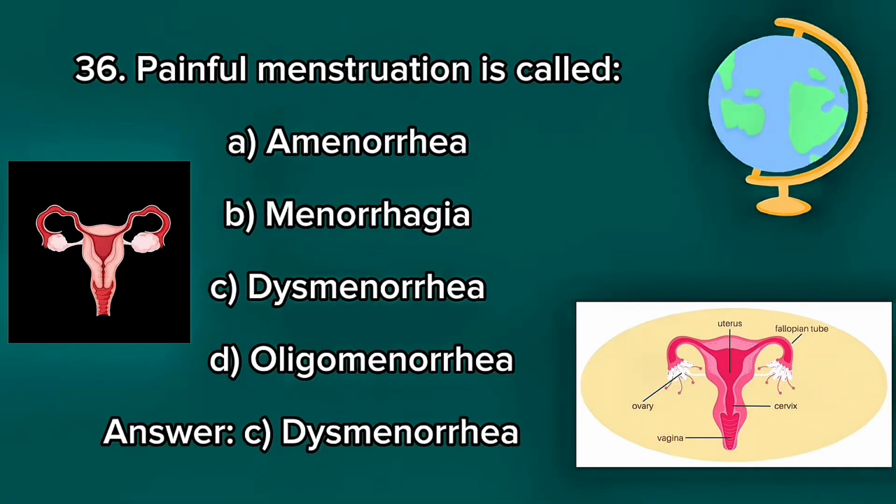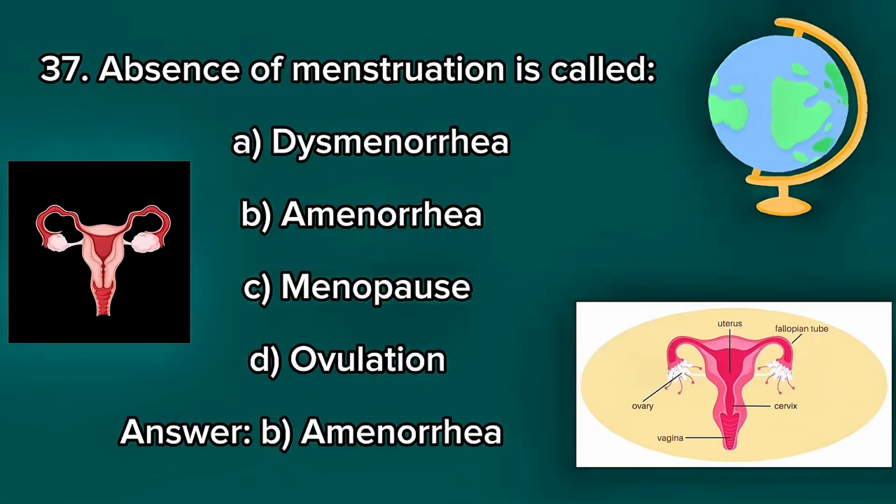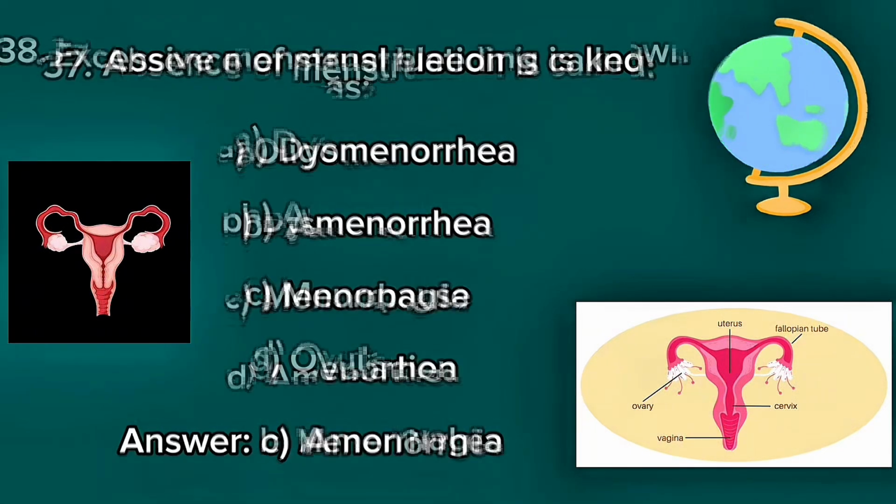36. Painful menstruation is called A. Amenorrhea, B. Menorrhagia, C. Dysmenorrhea, D. Oligomenorrhea. Answer, C. Dysmenorrhea. 37. Absence of menstruation is called A. Dysmenorrhea, B. Amenorrhea, C. Menopause, D. Ovulation. Answer, B. Amenorrhea. 38.